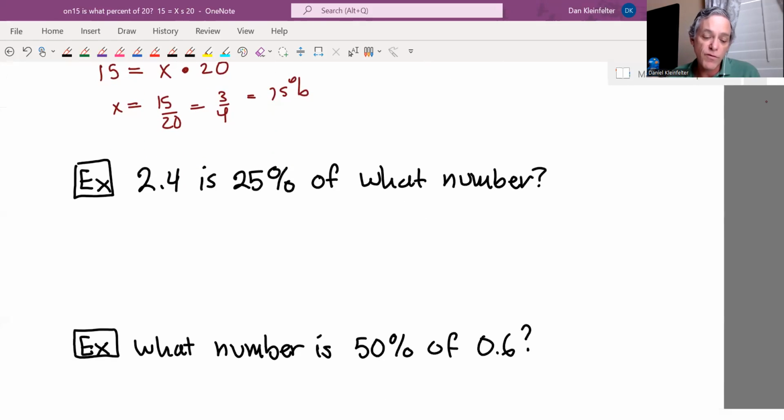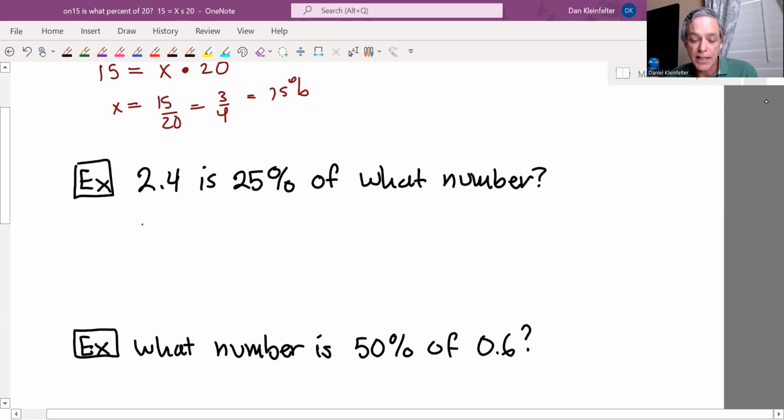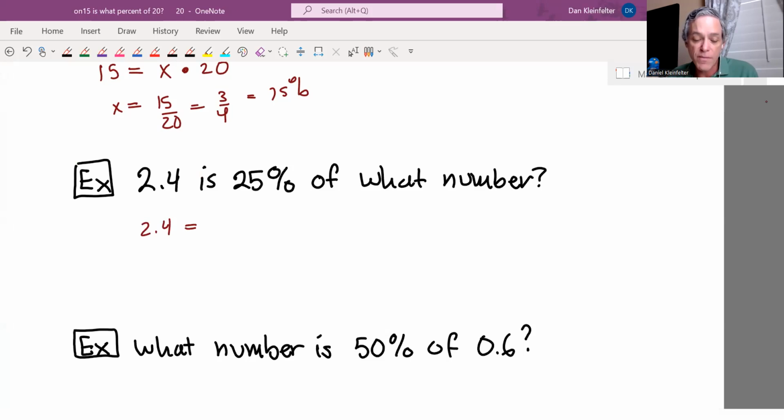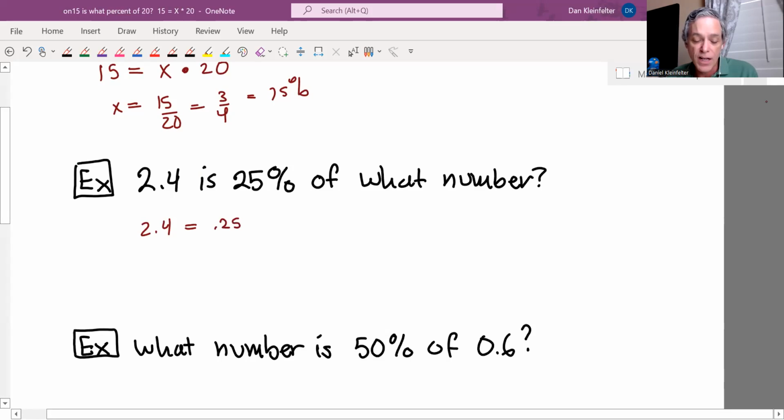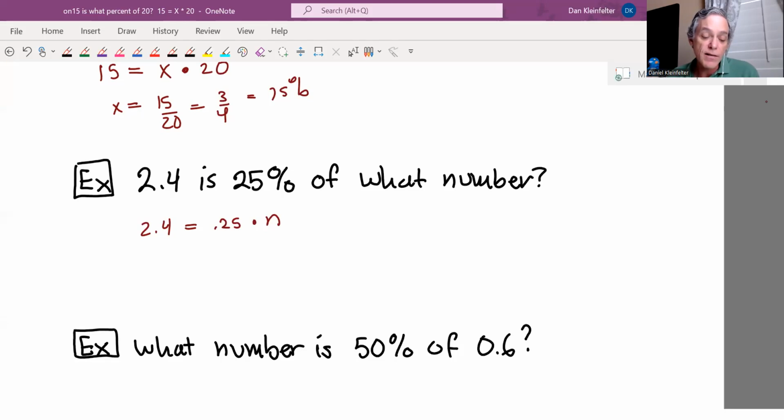Okay, next, 2.4 is 25% of what number? In this case, the whole amount is unknown, but we know 2.4 is the part and 25% is, of course, the percentage. So we'll translate: 2.4 is, and 25%, I'm going to turn that into 0.25. "Of" is like multiply, and this time I'm going to use an n to stand for our number. Then use your favorite method to solve for it. What is easiest to me is to take that 0.25 as 1/4, so I can just multiply both sides by 4, and we'll get 9.6 for our n. So 9.6 is our answer.